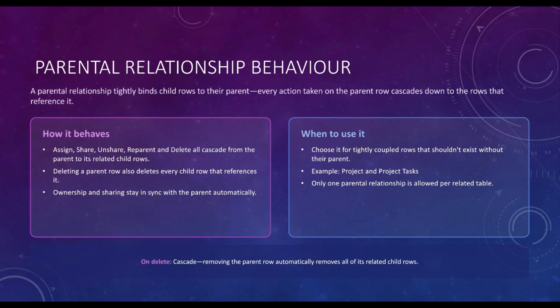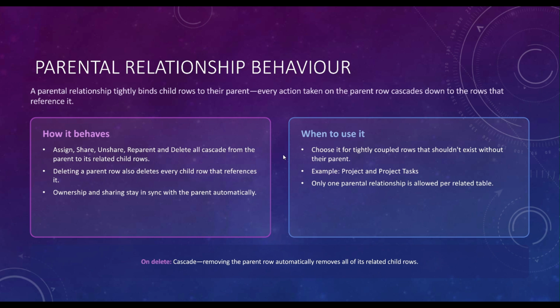Next is parental relationship behavior. A parental relationship tightly binds child rows to their parent. Every action taken on the parent row cascades down to the rows that reference it. Different operations like assign, share, unshare, and reparent, and also delete cascade from the parent to its related child rows. Deleting a parent row also deletes every child row that references it.